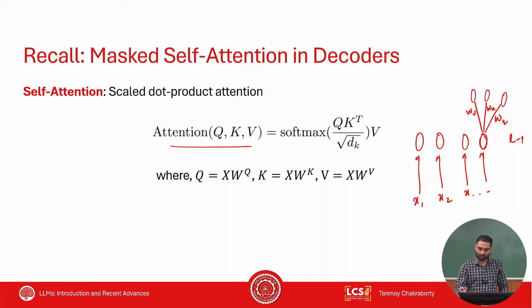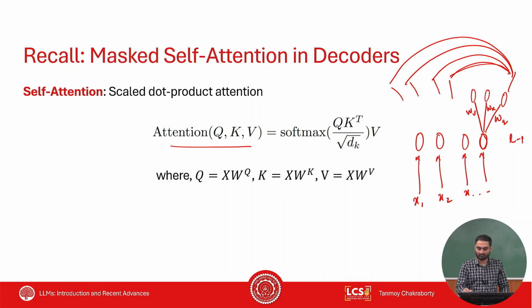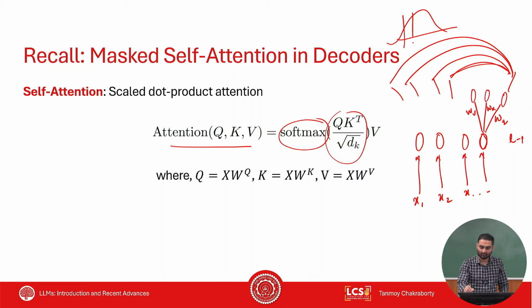For example, when you take the dot product between a query and the key vectors of other inputs, you get the attention score. From the attention score you get the distribution using softmax. Here, as you see, this is basically a normalized dot product, and then the attention distribution will be used for a weighted sum over the value vectors. So this is normal scaled dot product attention.